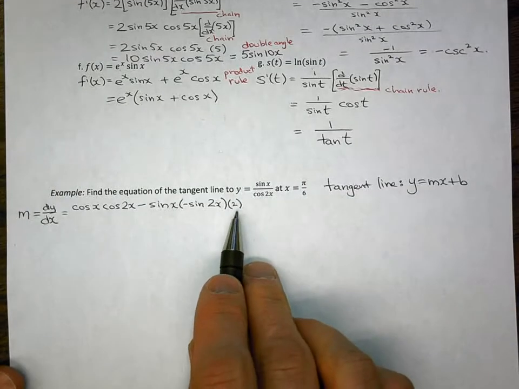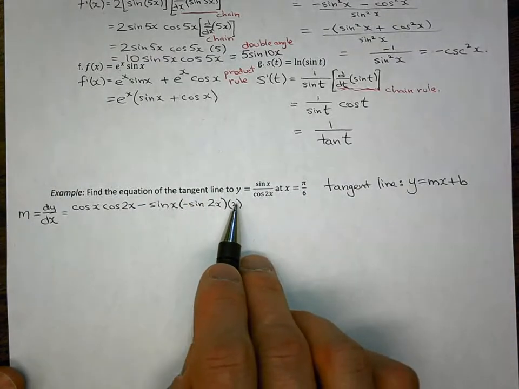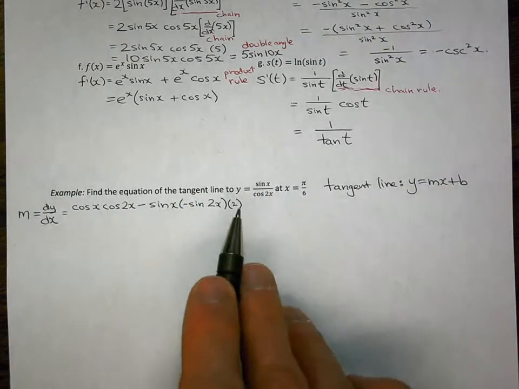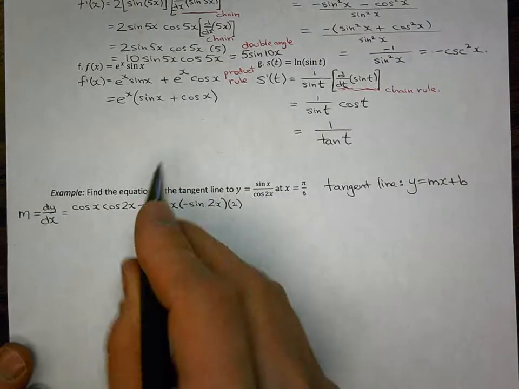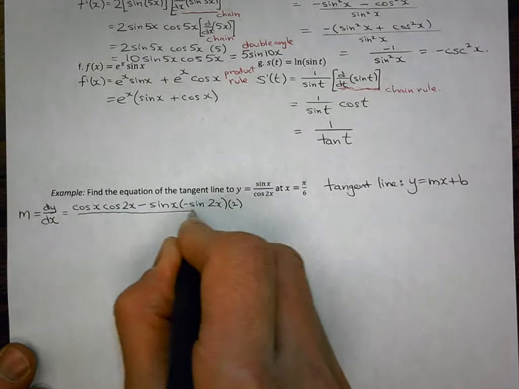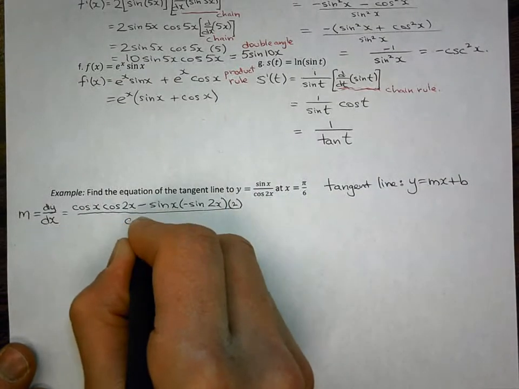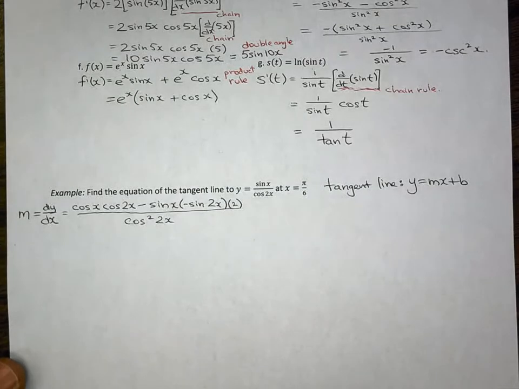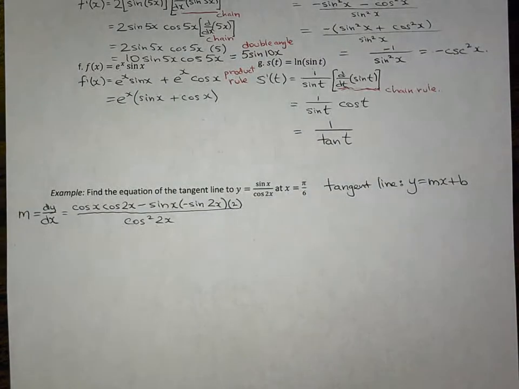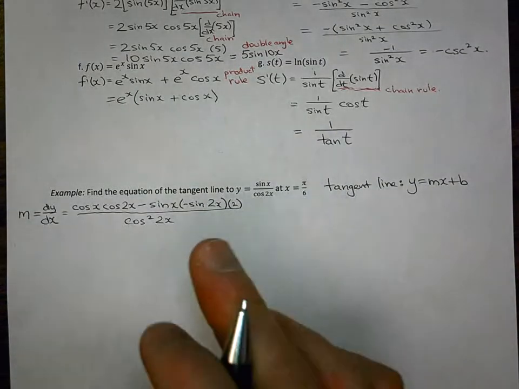So notice this time I didn't put the 2 in front. I didn't think ahead. So I just put everything in brackets to be really clear that this 2 does not get multiplied by the 2x. Now the denominator is cos squared 2x. Okay, now you can breathe a sigh of relief. You're done your derivative. I'm going to clean it up just a little bit.